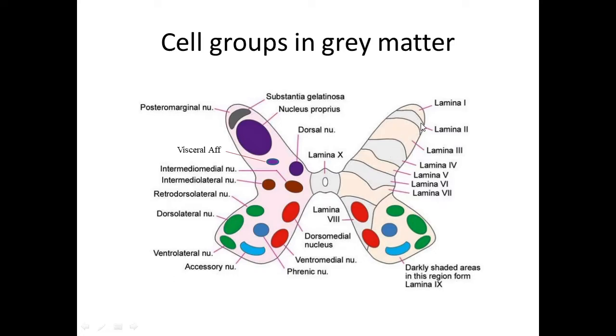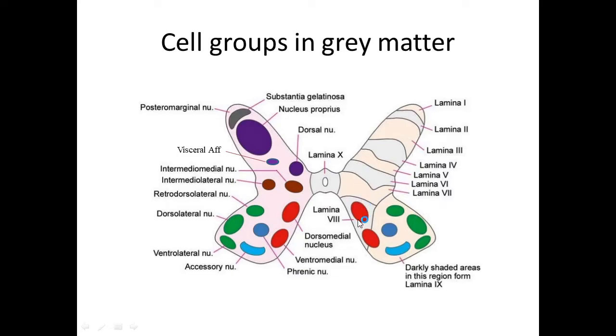Now this is lamina 2. It represents the substantia gelatinosa. Then lamina 3 to 6 represent the nucleus proprius. The nucleus proprius lies between lamina 2 and lamina 6. Lamina 7 represents the intermediate gray column, containing the intermediolateral and intermediomedial nuclei.